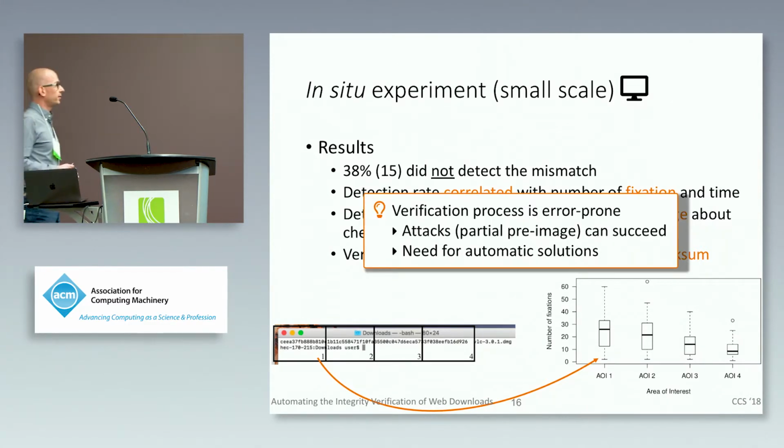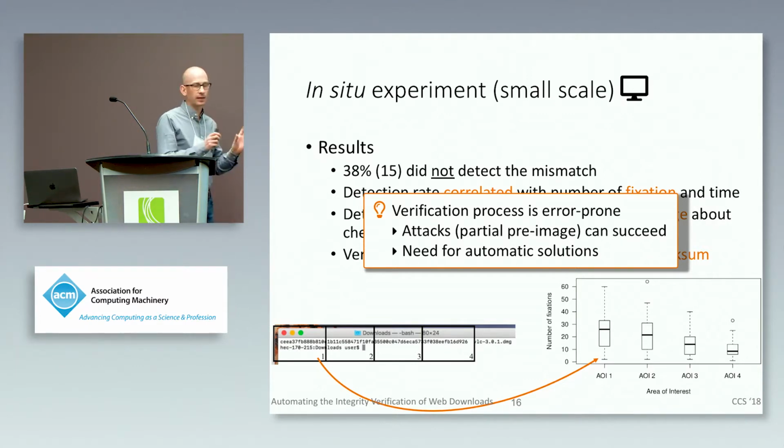All right, so the conclusion here is that the verification process is error-prone, unsurprisingly. Almost 40% got fooled here, and partial pre-image attacks, that is attacks where the beginning and the end match, can succeed. So there is obviously a need for an automatic solution here.